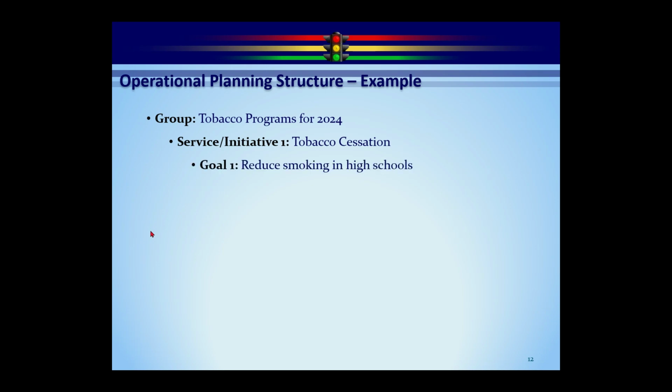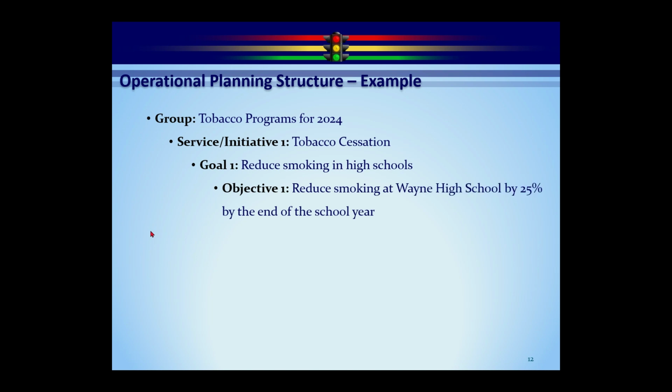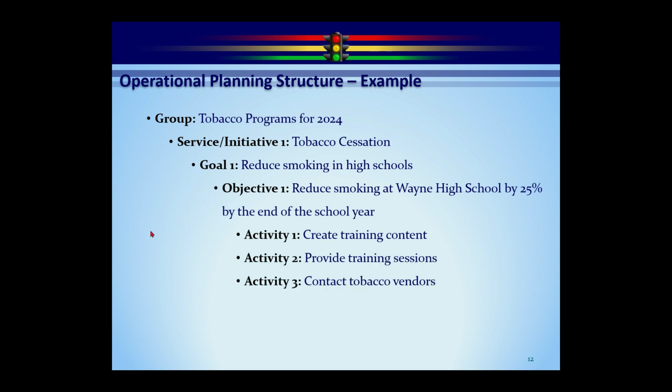Under tobacco cessation, our goal was to reduce smoking in high schools. Under the goal of reduce smoking in high schools, one of the objectives was reduce smoking at Wayne High School by 25% by the end of the school year. And then there's going to be a set of steps or activities we go through to get there. Create the training content, provide the training sessions, contact the tobacco vendors. Now, this is just a small example of a plan.